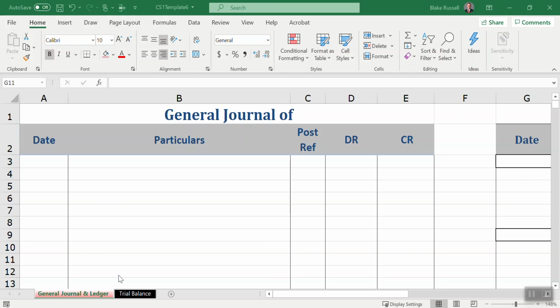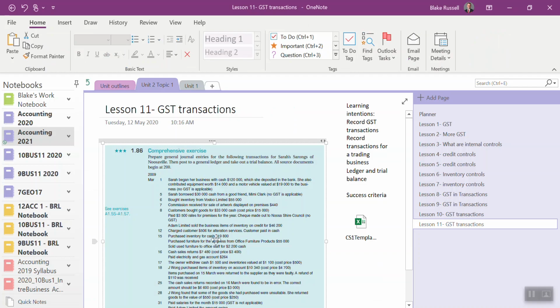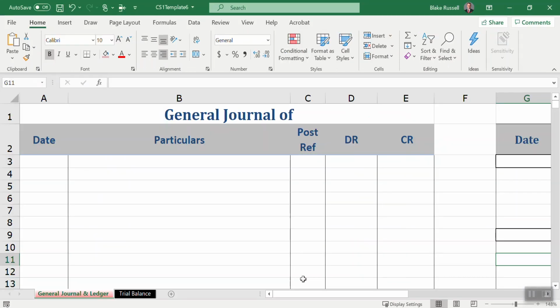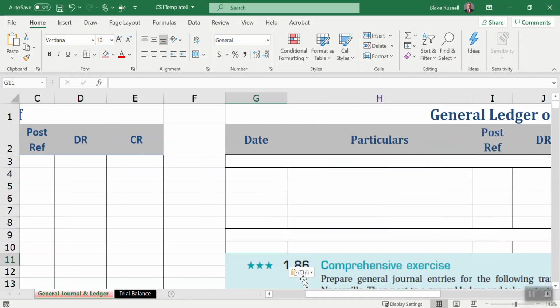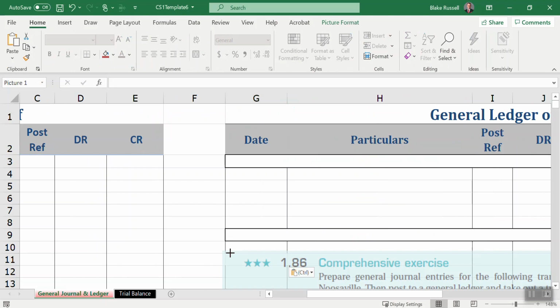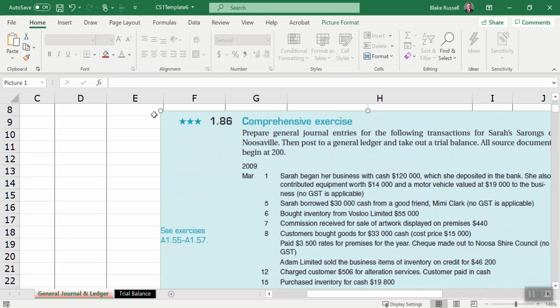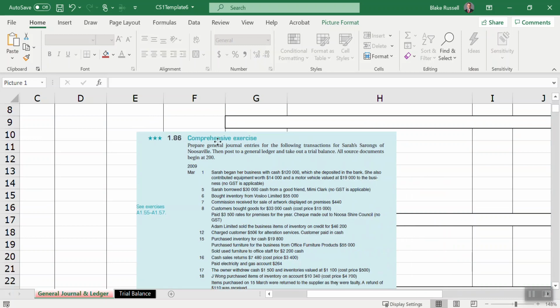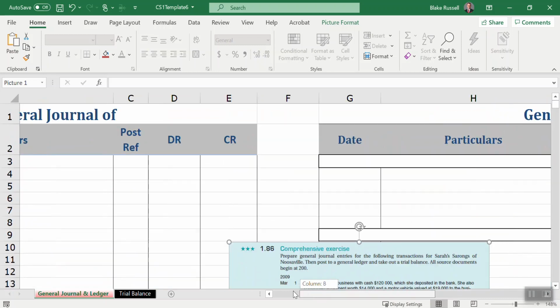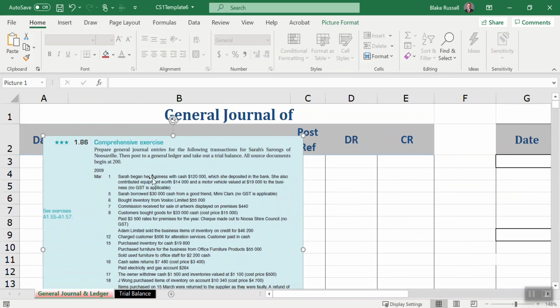Yep, right. So I'll take you through this. Let's copy and paste this over, and you should do the same. Okay, get yourself a ledger and general journal. This will be a largish one. You can see the amount of entries we're going to do, but I want to see if we can get these GST ones done correctly.